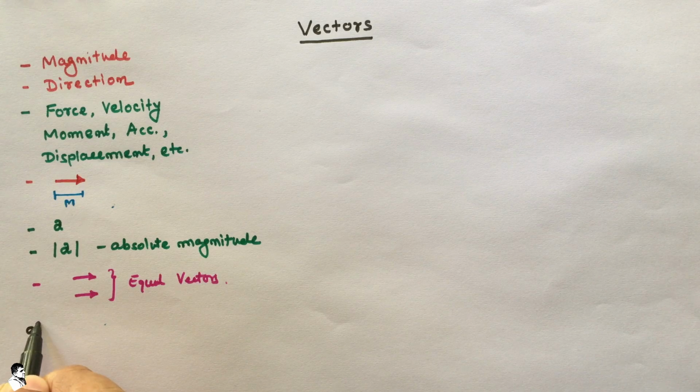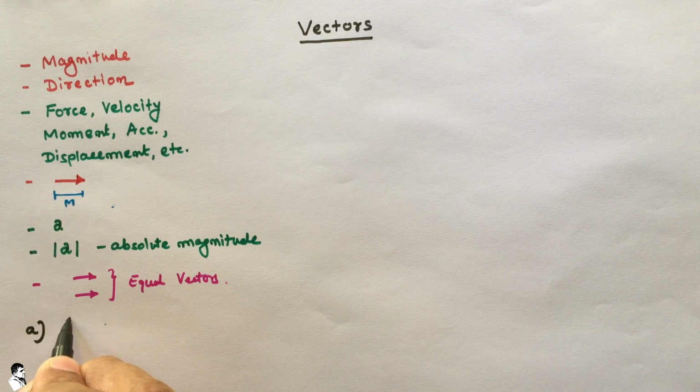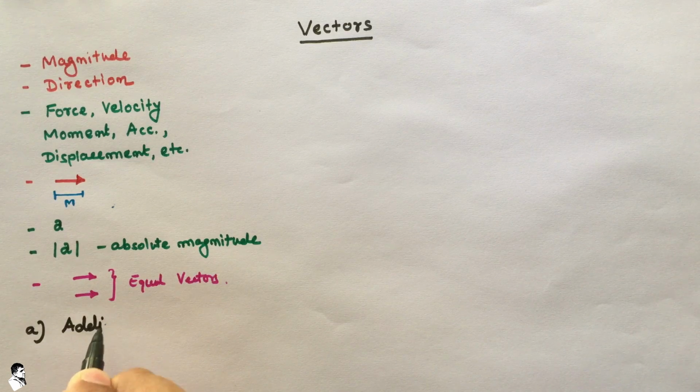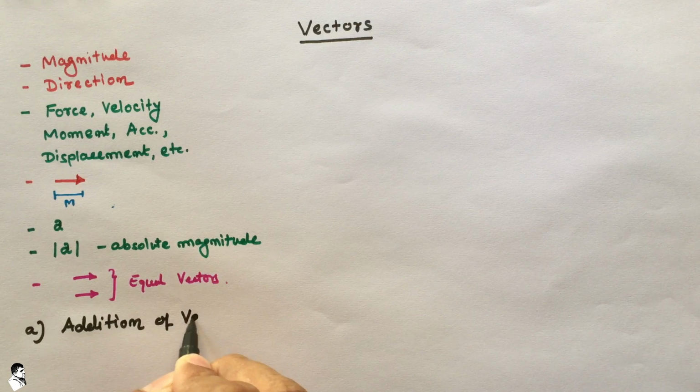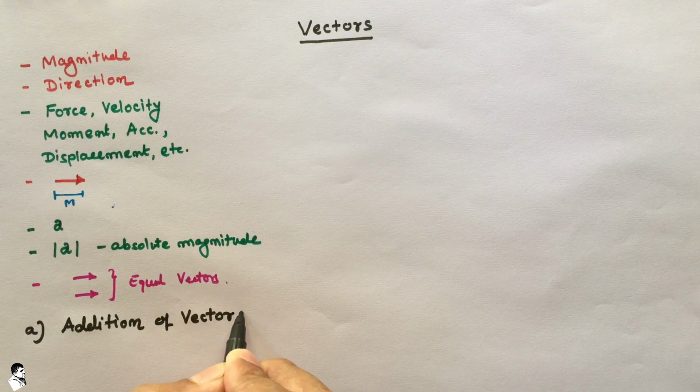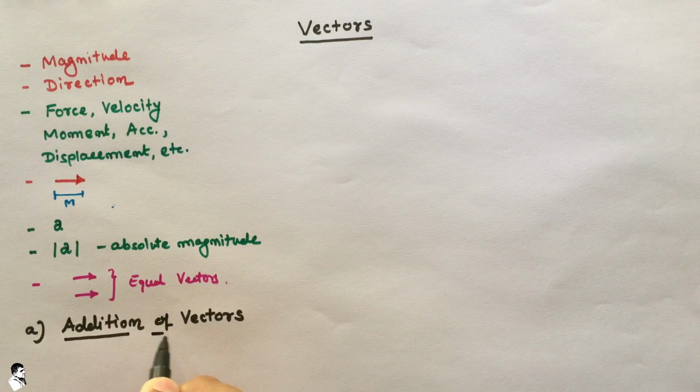The first one we take is addition of vectors. When two vectors are required to be added, we generally use two methodologies. The first methodology is based on the law of parallelogram.